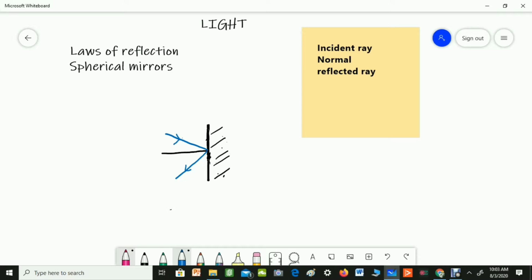Today we will be discussing the following topics: laws of reflection and spherical mirrors.